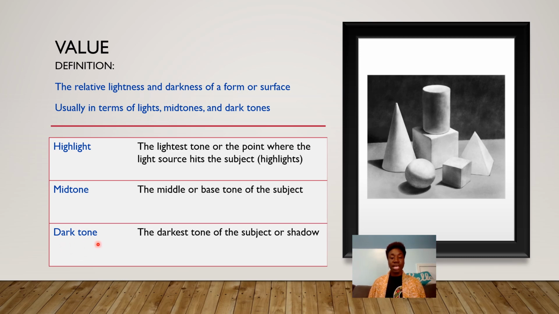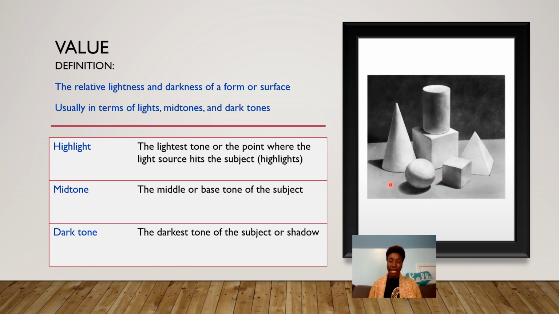A dark tone is the darkest tone of the subject or the piece, or it's where there's the shadow or away from the light source. So you see in this picture here, you have my circle there, which is a sphere. The light source is coming from above. So that's where your highlights are going to be. Okay, and then the mid-tone is in the middle. So you have them here, here. It's your second darkest tone. And then you have your dark tones, which is the darkest, or your shadow. And then you have your actual shadows.